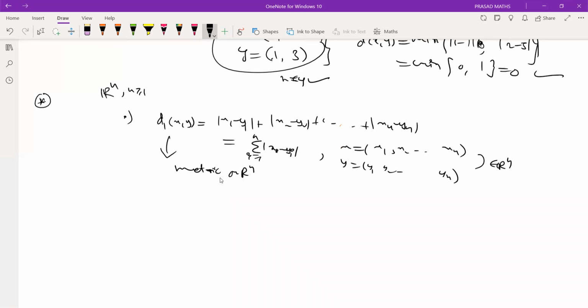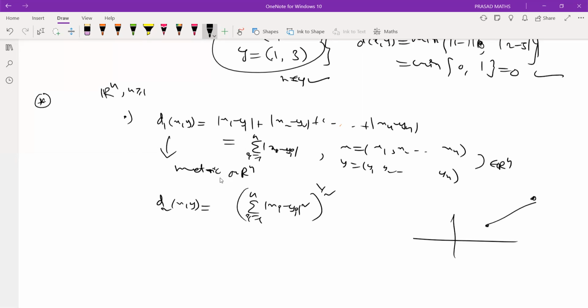It is a metric on R power n. What is my d2? My d2 is nothing but the usual distance between two points. Suppose you are given a point. What is the usual distance? Under root of (x1 minus y1) whole square plus (x2 minus y2) whole square plus (x3 minus y3) whole square, and so on. That means the usual distance, the Euclidean distance: the sum of (xi minus yi) whole square, whole power 1 by 2. So this is nothing but the Euclidean metric, the usual metric on R power n. They are metrics. This is the standard metric.